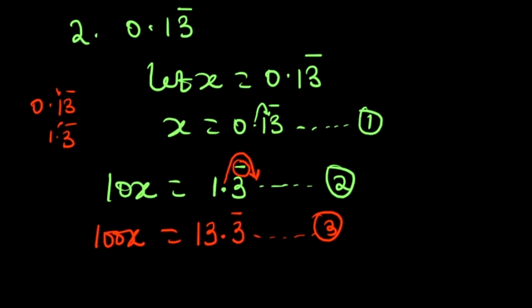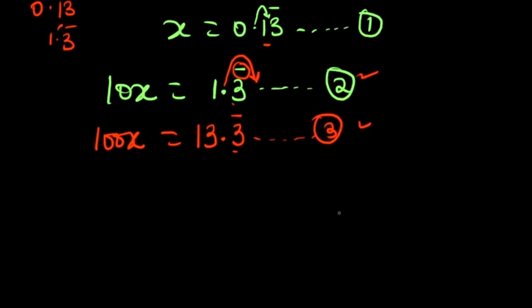Okay, now let's check again if we can now subtract. Let's look at our equation 1. We can see it's 0.13. The number that comes after the decimal is 1. The number that comes after the decimal for equation 2 is 3. Okay? And the number that comes after the decimal for equation 3 is 3. So that means that equation 2 and 3 are perfectly aligned. So we can now subtract equation 2 from equation 3 to eliminate the repeating decimal.